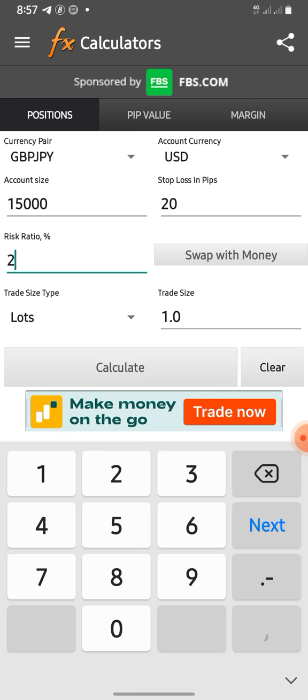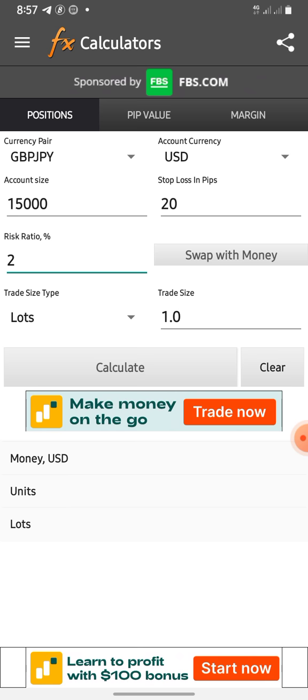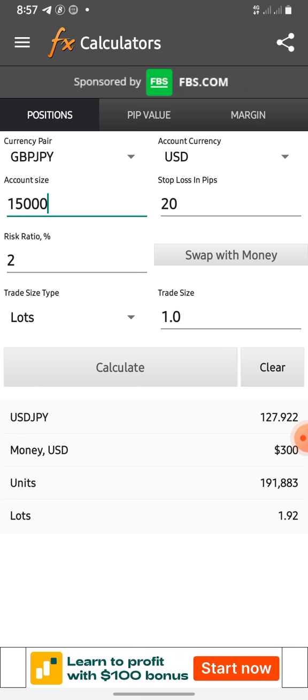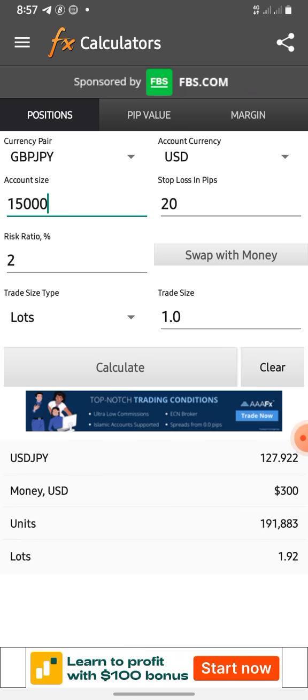So let's go and calculate. You're going to press this calculate, right? So let's see. Look at it. Money USD, we are risking $300. That is what we are risking on this particular trade. So if your stop loss got hit, you are losing $300, and the lot size you are supposed to use on this trade is 1.92 lots.